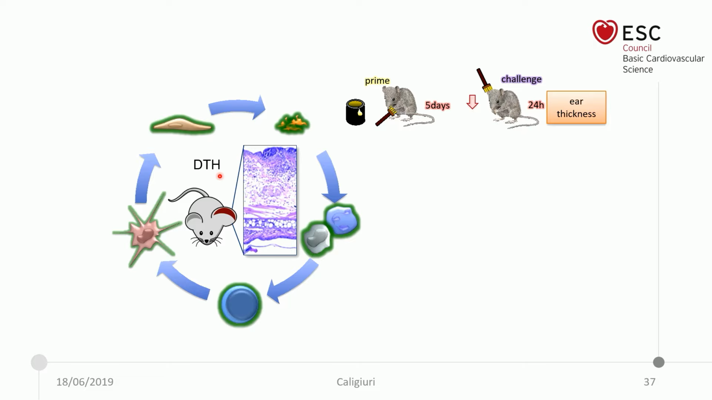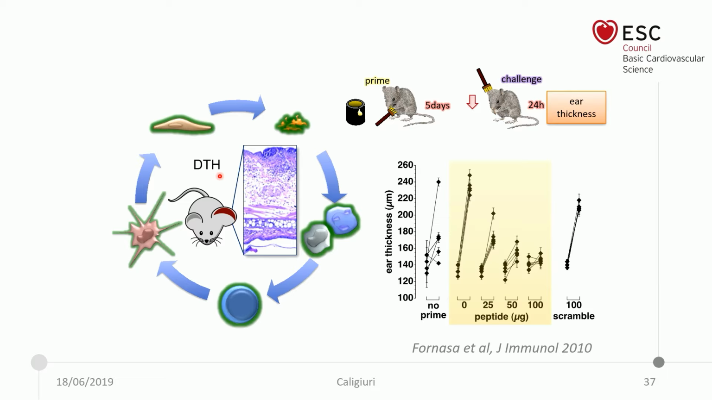If it is thick, there is edema, there is inflammation. If it is not thick, there is no inflammation. So what we did was to use different doses of the peptide, or no peptide at all, or a scrambled peptide, or we used the peptide in mice that were not primed.